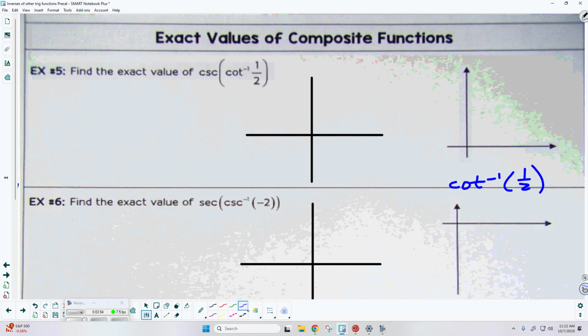So I'm going to start by rewriting it how? What's the reciprocal of cotangent? Okay, so I'm going to say tangent inverse of what?